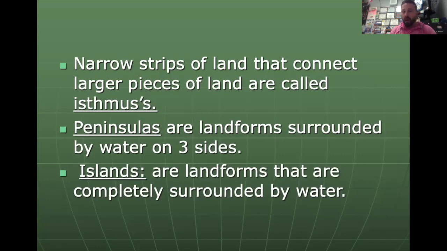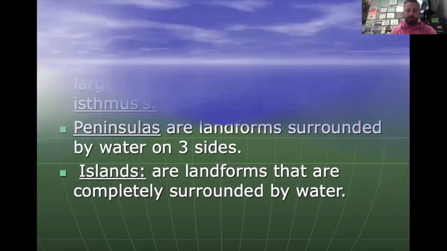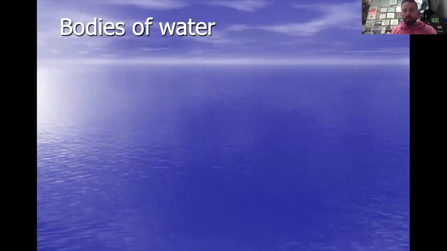Like Hawaii, there are also islands located in rivers. Some islands can be really tiny, some can be really big. The world's largest island is Greenland. It's a massive island, but it's still an island. All right. We'll also be looking at bodies of water this week, and ocean currents and those types of things.